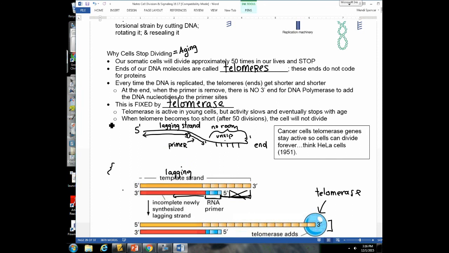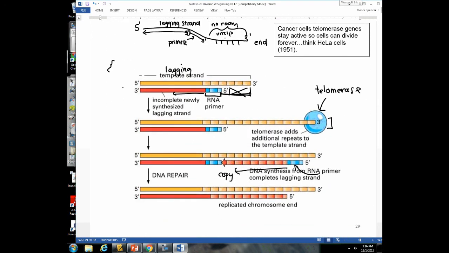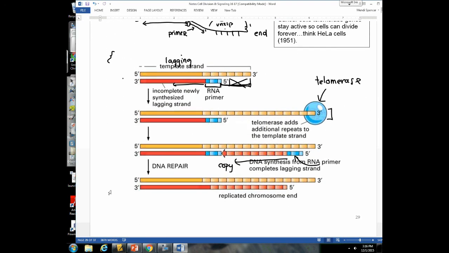But here's the problem. The gene that codes for telomerase is active in young cells. But as you get older, the activity of telomerase and the expression of that gene eventually stops with age. So then, from that point on, once telomerase activity has stopped, every time your cells divide, the ends of the DNA get shorter and shorter and shorter because we can't copy the ends without that telomerase.